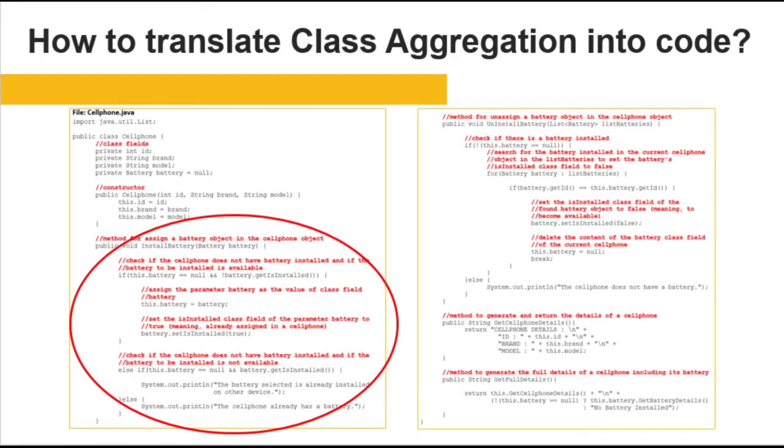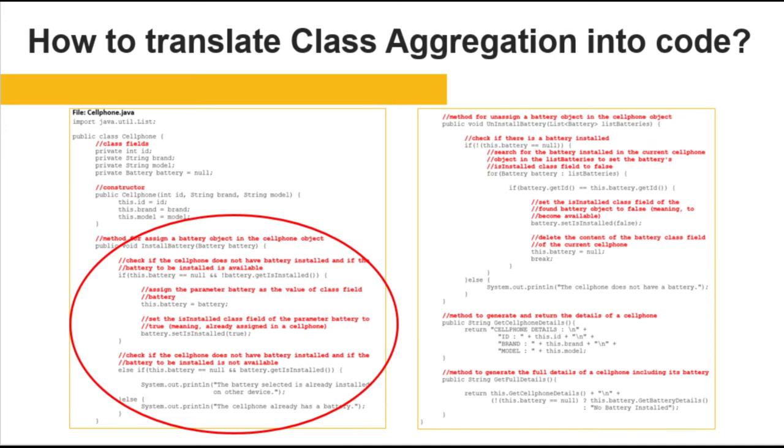Now, going back to the original UML class diagram and code, we defined an install battery method which accepts a battery object named battery inside the cellphone class so that we can assign a battery object to a specific cellphone object which does not have one. Notice that inside the method body, we first check if the battery class field of the cellphone class is still null. Remember that the initial value of the battery object class field is always null, meaning no content or no details yet, no battery is installed.